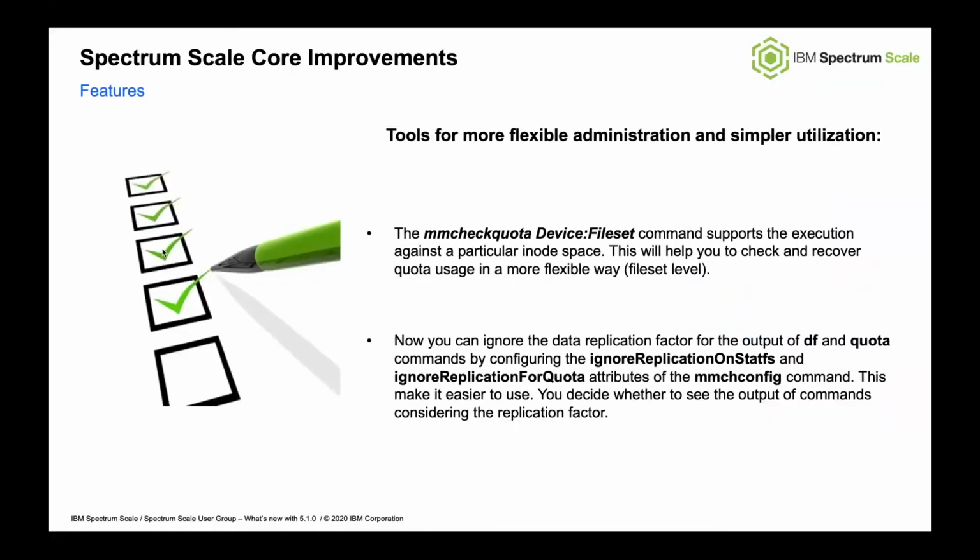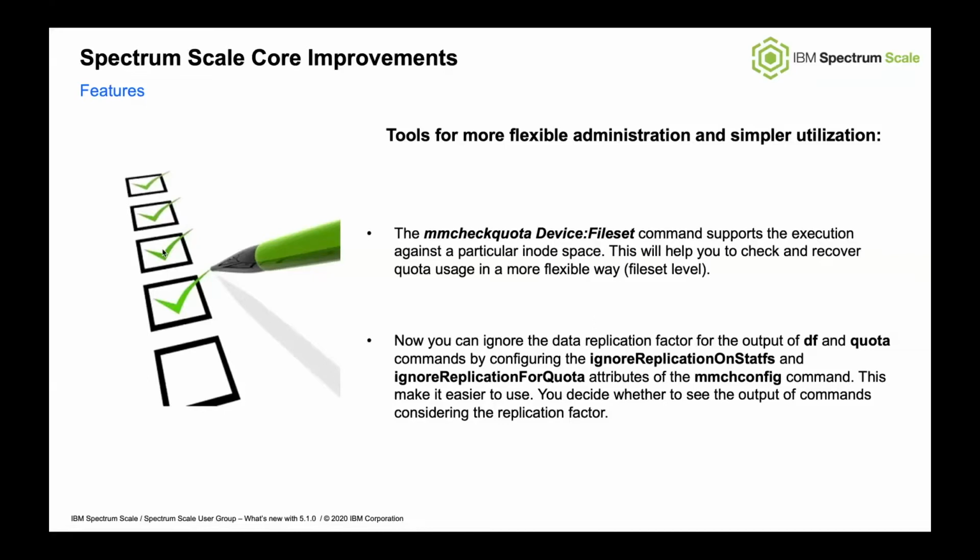Core enhancements in relation to quota. The core enhancements in 5.1 related to quota are looking for allowing the possibility of more flexible system administration and simpler utilization. For example, now it is possible to check and recover the quota usage in a more flexible way at a fileset level, using the check quota device, and now we are adding the fileset level. Previously, this was just possible at a device level. So now you have a fine-grained visibility and administration of your resources.